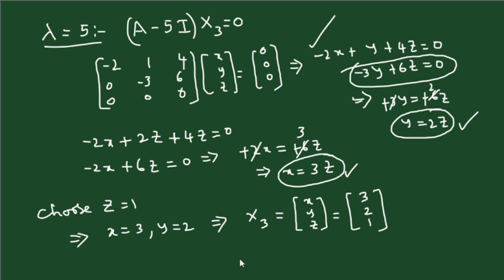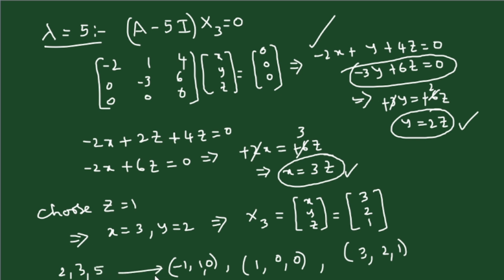So therefore, the eigenvectors are minus 1, 1, 0; 1, 0, 0; and 3, 2, 1, corresponding to the eigenvalues 2, 3, 5 respectively. So here in this problem, we have got all three eigenvalues different and all three eigenvectors exist. Right. So in the next problem, we will see a different case, a different scenario.